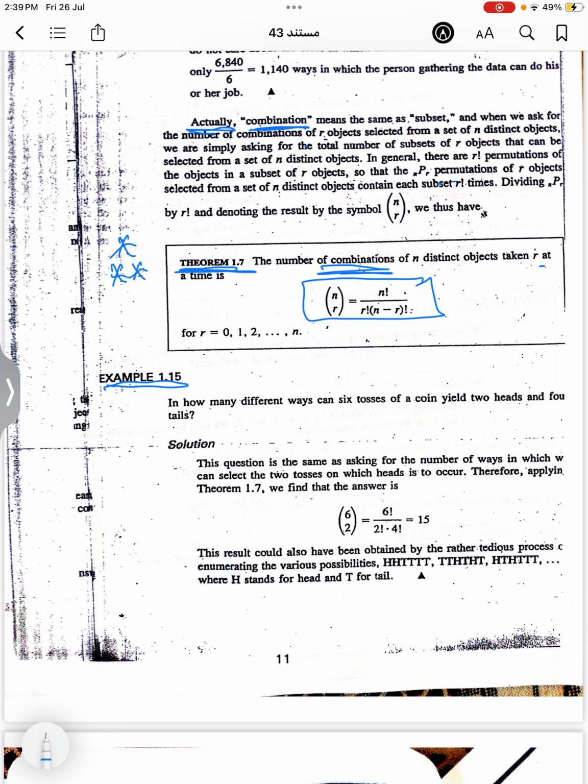See the next one. Example 15. In how many different ways can 6 tosses of a coin yield 2 heads and 4 tails? You know that every coin has 2 faces, 1 head and 1 tail. Since the order is not important, you will write 6 over 2, which will be the same as 6 over 4. They will give you the same answer. This is why I write this.